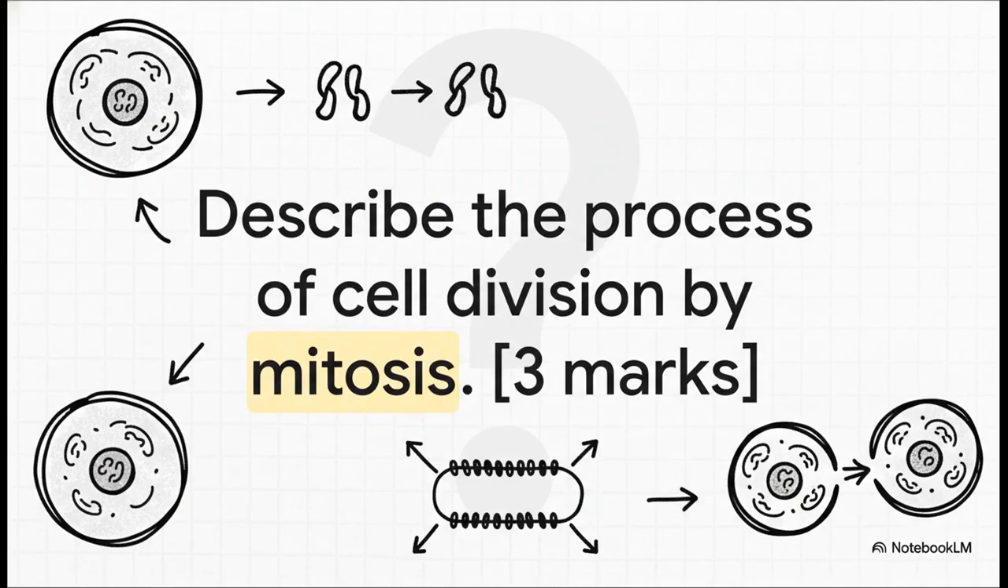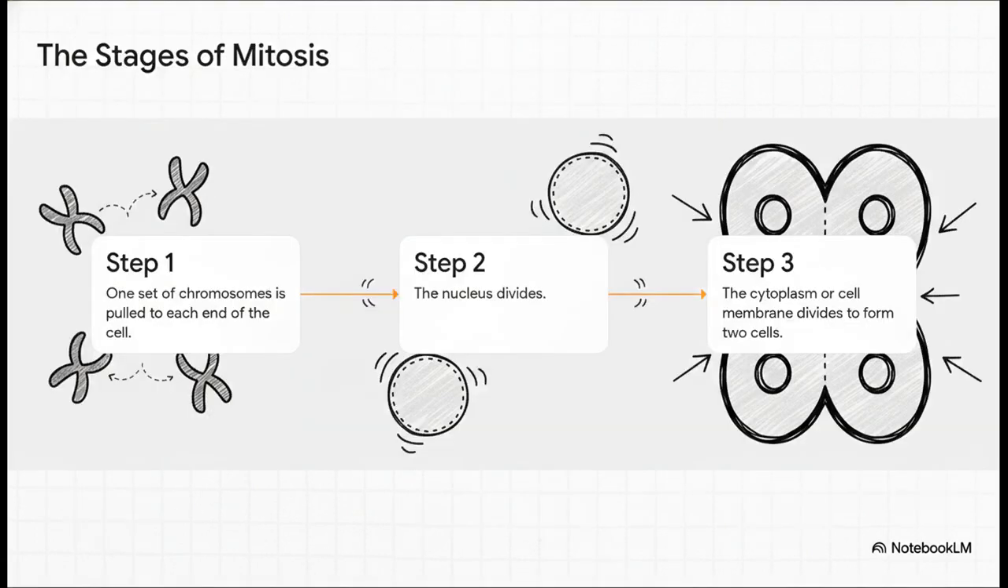Now we have a classic 3-mark describe question. Notice it doesn't ask you to explain why anything happens, just to describe what happens. They want a simple, step-by-step account of mitosis. And here are the 3 key stages the examiner is looking for.